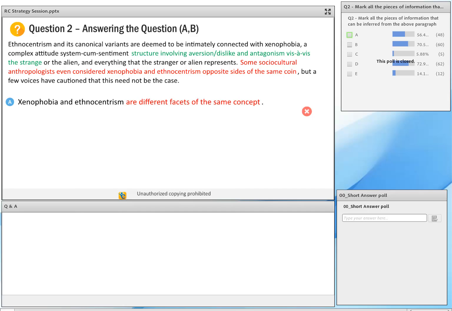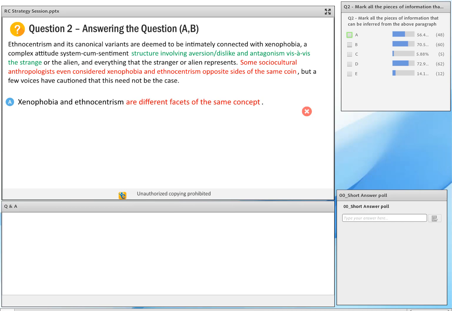Choice A. Xenophobia and XP and EC are different facets of the same concept. Now, this is something which the author has said over here, that some people consider XP and EC to be opposite sides of the same coin, but this is not the view of the author himself. Therefore, this choice is not correct.